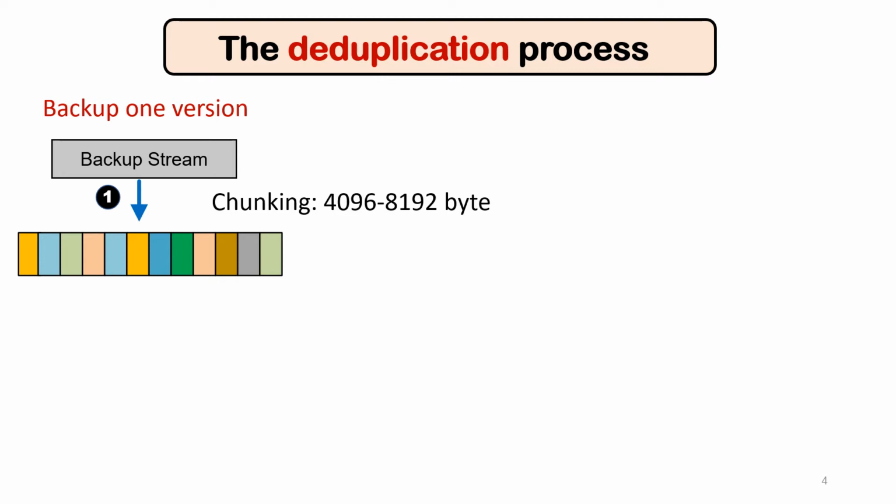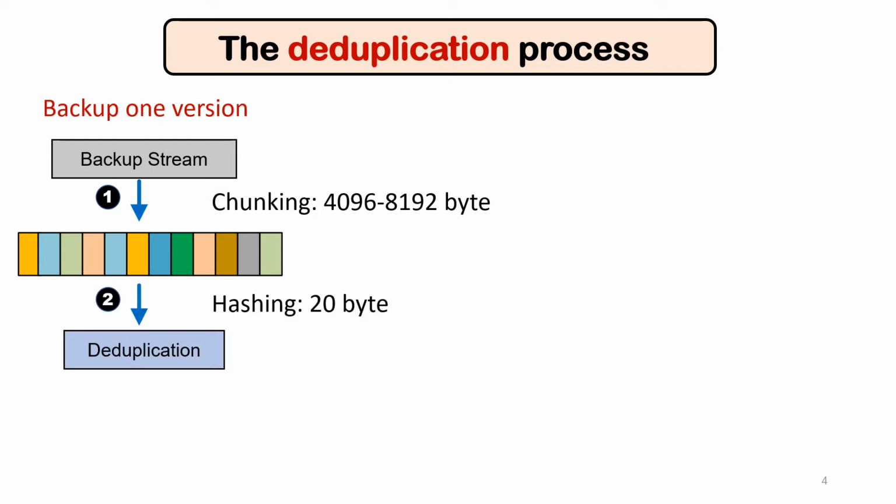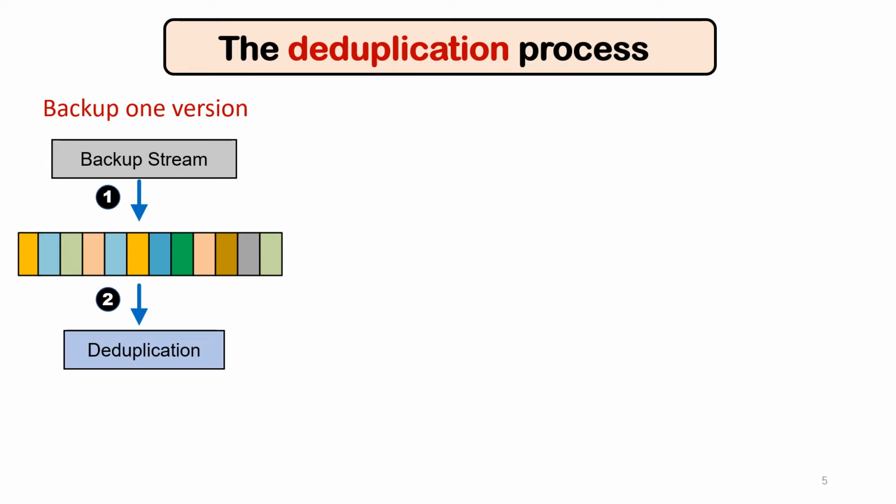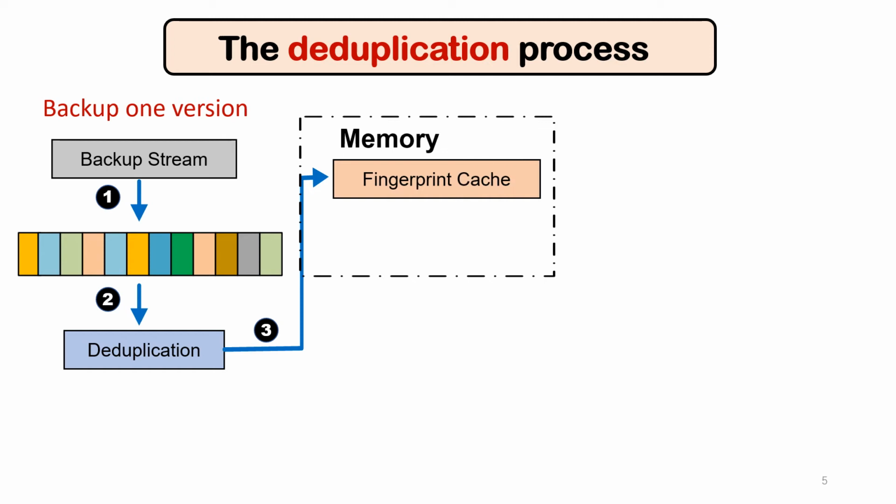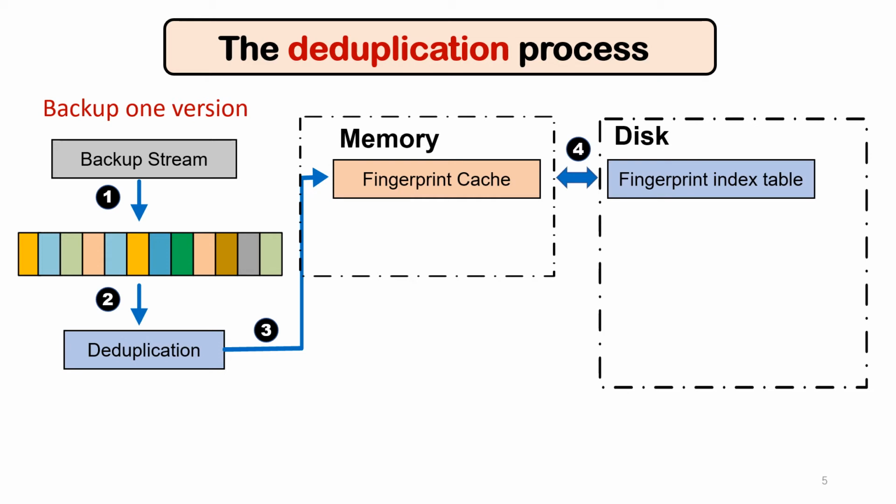In the deduplication phase, the data stream is firstly divided into chunks with on average 4 to 8 kilobytes via the chunking algorithms. Each chunk is represented as a 20-byte fingerprint. Two chunks that share the same fingerprint are identified as duplicated chunks. To accelerate the deduplication phase, we maintain a fingerprint cache in the memory. However, we need to search the full fingerprint index table on disk when the coming chunks miss the cache.